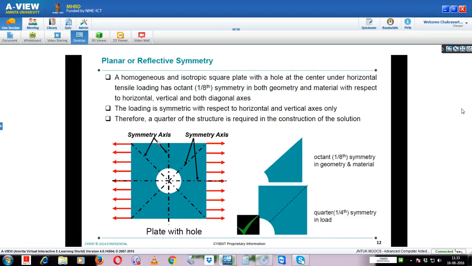So if you take the 1/8 geometry, it has geometry symmetry. But what about loads? Is there any load acting on this side? No. Then 1/8 symmetry doesn't satisfy the load symmetry. So for that we need to take the 1/4 model. The 1/4 model exhibits geometry, loads, displacement and material symmetry. Everything it will satisfy.